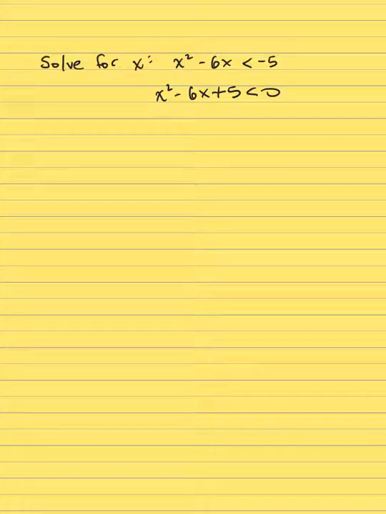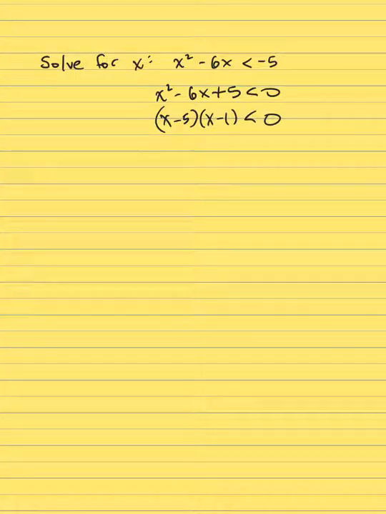Now, I could solve this by factoring, by completing the square, or by the quadratic formula. I know that this is going to factor just by looking at it. I want two numbers that multiply to give me 5 and add to give me -6. So those two numbers are -5 and -1. Now, the two numbers that would make this equal to 0 are x equals 5 and x equals 1, right? But I don't want to know what makes them equal to 0. I want to know what makes this whole thing less than 0.